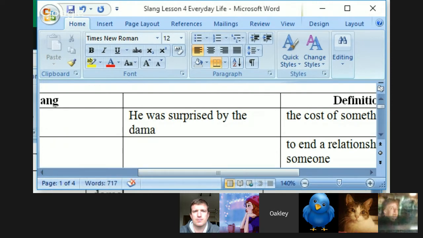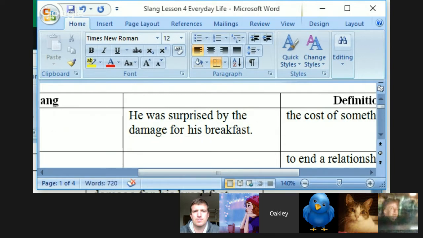By the damage of his breakfast, for his breakfast. For his breakfast, maybe. Yeah, I don't know. Excellent illustration, but we don't really use it this way. Okay, it's not really used as a third person observation. In fact, it's almost always used like this. What's the damage? It's almost always used in the question form.